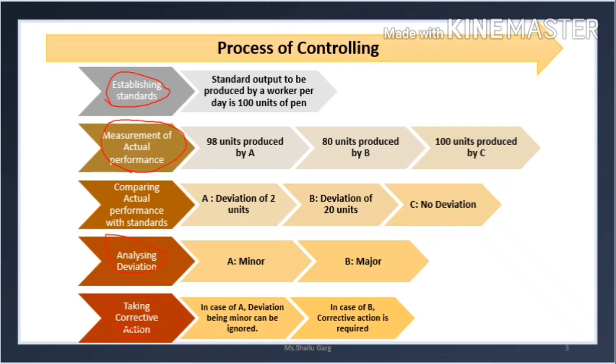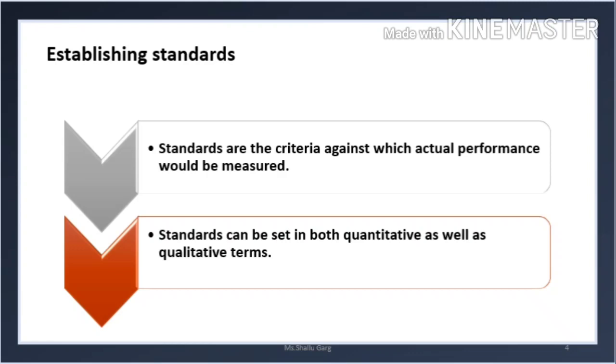Now let us discuss these steps in detail. So a total of 5 steps are there. First, establishing standards. What are standards? Standards are the criteria against which actual performance would be measured. They can be set in both quantitative as well as qualitative terms. But effort should be made to set standards in quantitative terms. Why? Because these can be easily measured and compared.